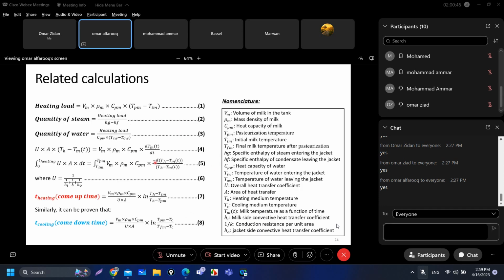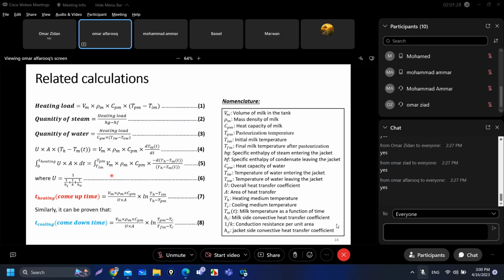Now, these are some of the important calculations when we use batch pasteurization. First, we can estimate the heating load in the heating process, which is the volume of the milk in the tank multiplied by the density of the milk, the heat capacity of the milk, and the temperature difference between the pasteurization temperature and the initial milk temperature. Once we know the heating load, we can estimate the mass of steam or the mass of water required to do this heating job, which is just the heating load divided by the enthalpy difference if you use steam, or the heating load divided by Cp water times T initial of the water minus T final of the water if you use just water.